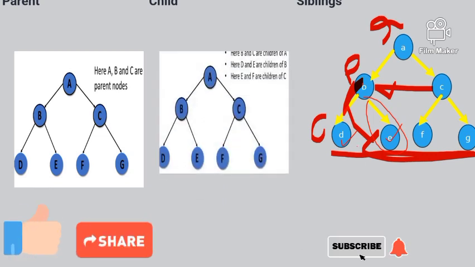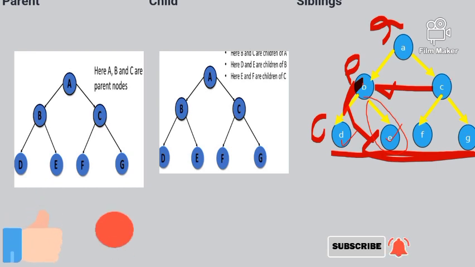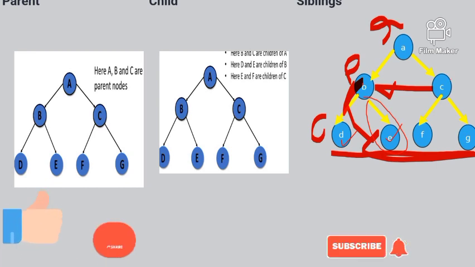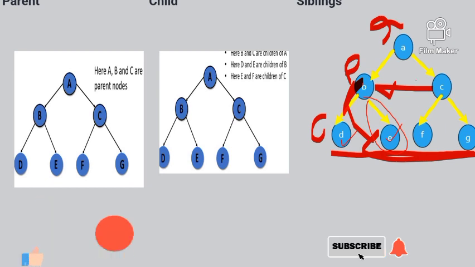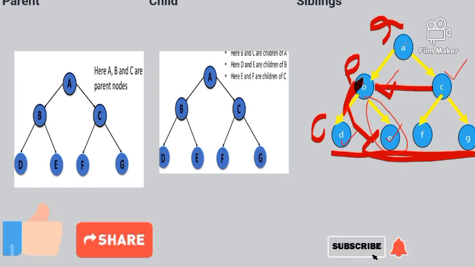Next, what is the child node? Here I told you D, E, F, G are the children. D, E are the children of B and F, G are the children of C. And by default B and C are the children of A.